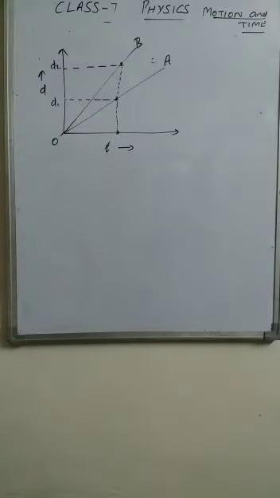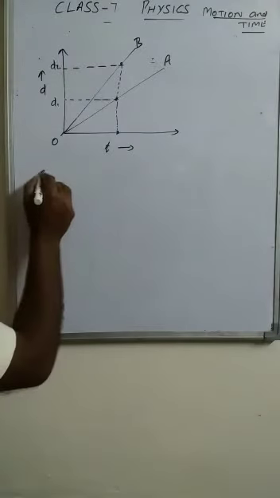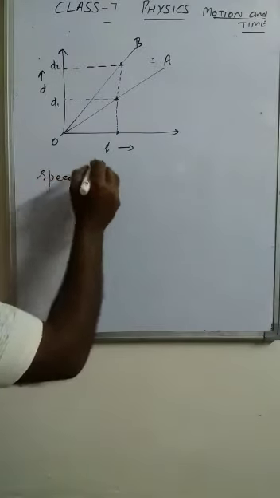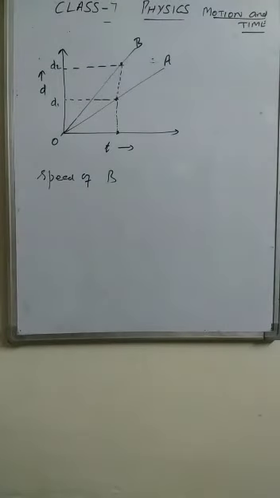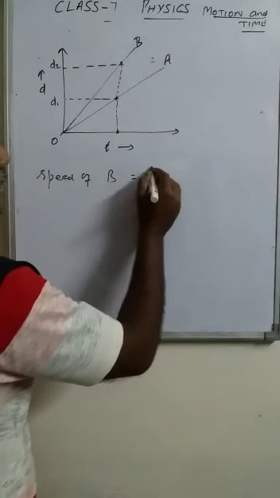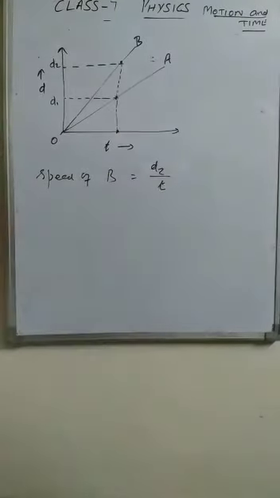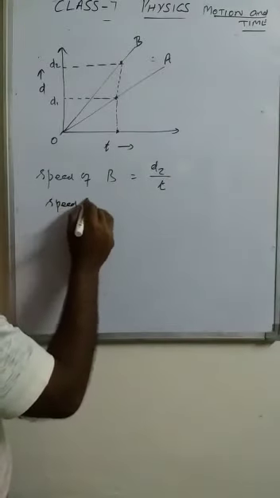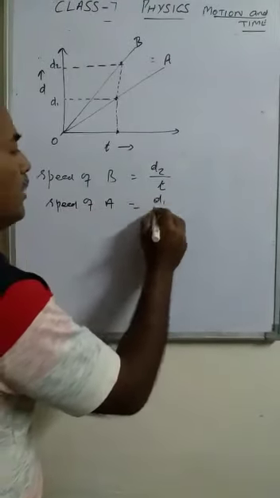Now obviously, which is greater, D1 or D2? Definitely you can say D2 is greater, because from this point we are marking the values 0, 5, 10, 15 like this. So D2 is greater. Now the speed of B is equal to distance upon time, D2 upon t. Then the speed of A is D1 upon t.